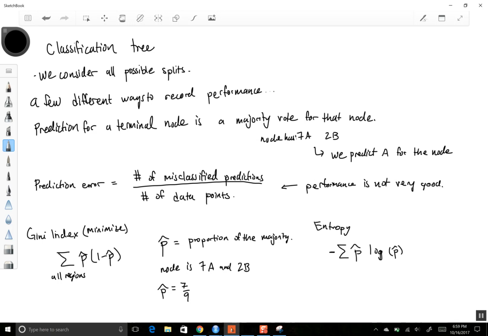Majority vote. So if your terminal node has 7 that are in class A and 2 that are in class B, then our prediction for all points in that terminal node will be class A. So the training error would be 2 for that terminal node, because all of these people would be predicted as class A.